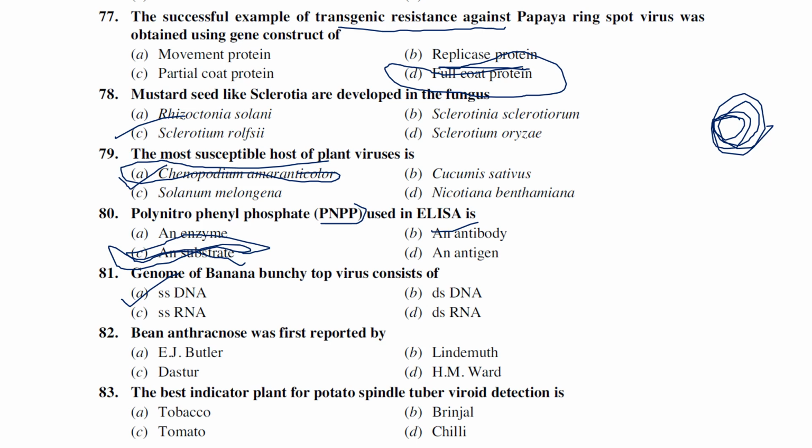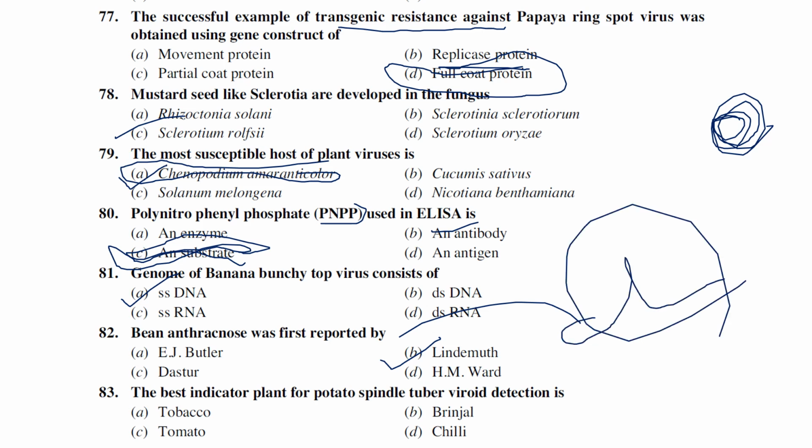Bean anthracnose was first reported by Lindemuth. That's why for bean anthracnose we study Colletotrichum lindemuthianum. How did lindemuthianum come from this Lindemuth? The scientist who discovered this bean anthracnose is Lindemuth. That's why it's known as lindemuthianum. The best indicator plant for potato spindle tuber viroid detection is tomato. So tomato is the best recommended for identification of potato spindle tuber viroid.